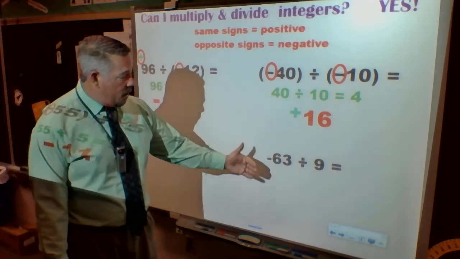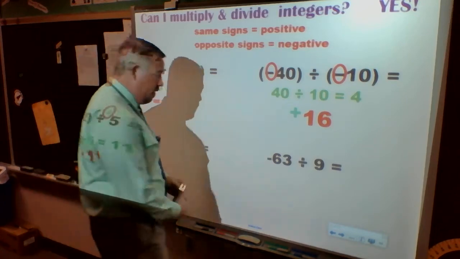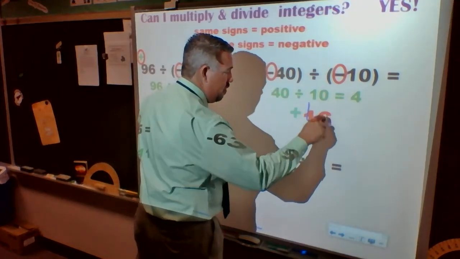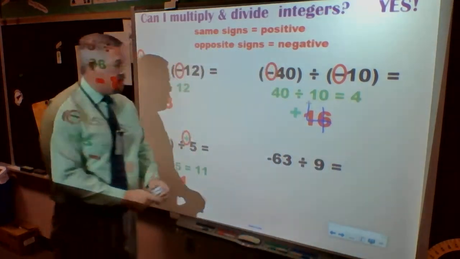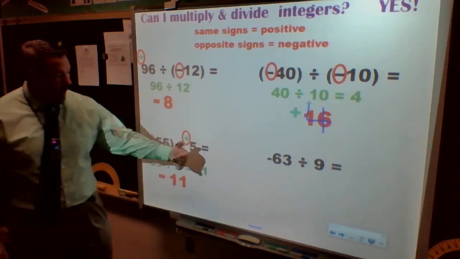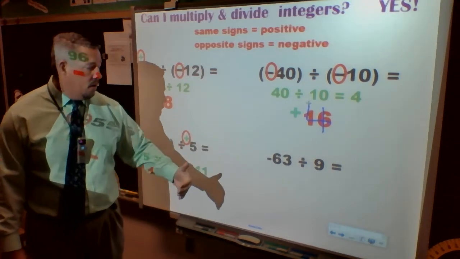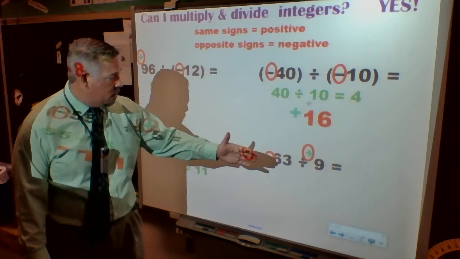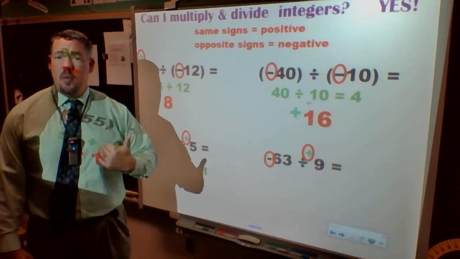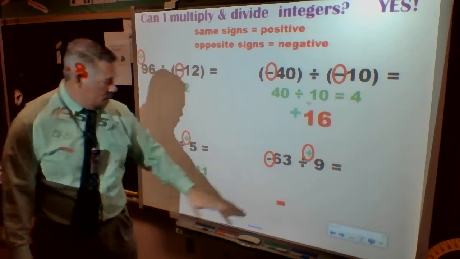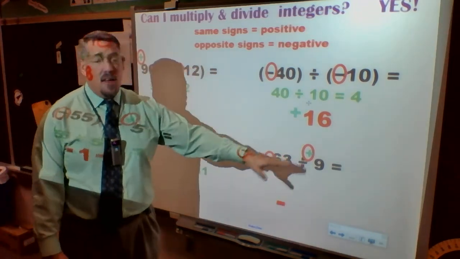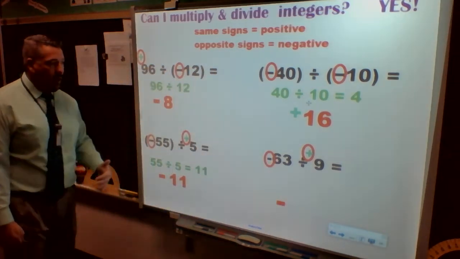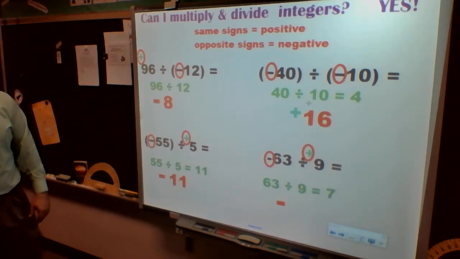Negative 63 divided by 9. That's going to drive me crazy leaving it as a 16. I apologize. Negative 63 divided by 9. Well, I'm going to have signs that are opposites. And if opposites, it tells me that my answer is a negative. So I have a negative answer, and then I do my division. 63 divided by 9 is indeed a negative 7.